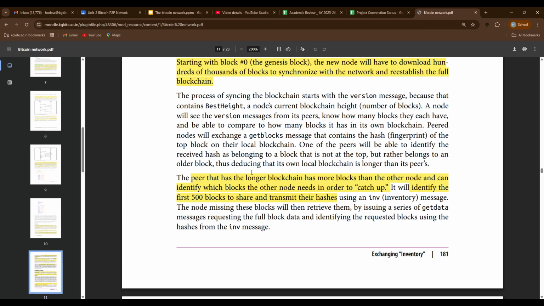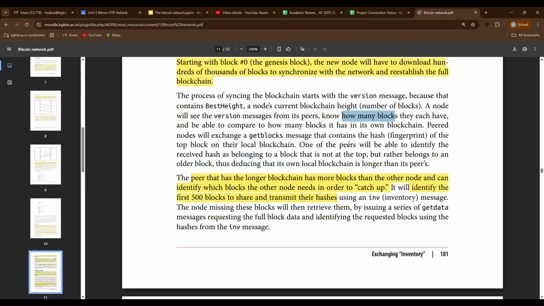So how is it done? The process of syncing, it starts with what message? With a version message. Because in that version message, we saw one parameter, best height, which means the blockchain that I am holding and what is the height, the longest chain we already learned in unit 1, right? So the node will see the version message from all the peers and it will come to know how many blocks they have.